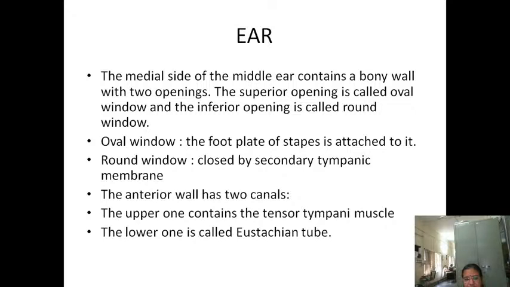You can see again. The footplate of the stapes is attached to the oval window. The round window is closed by the secondary tympanic membrane. The anterior wall has two canals. The upper one contains the tensor tympani muscle and the lower one is called the eustachian tube. You can see the eustachian tube in the picture, which connects the middle ear with the oral cavity.